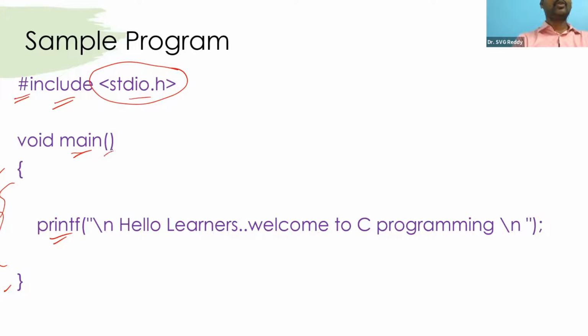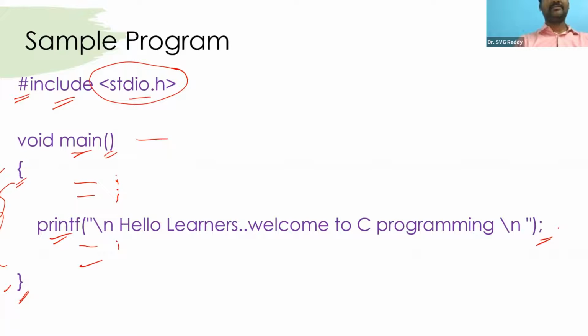And then we have the opening and closing parentheses, and then the braces. This is the actual void main, parentheses opening and closing, and then braces. This is the body, opening brace and closing brace. Whatever statements you want to have, you can have all the statements here. And every statement should end with a semicolon. That is a rule.